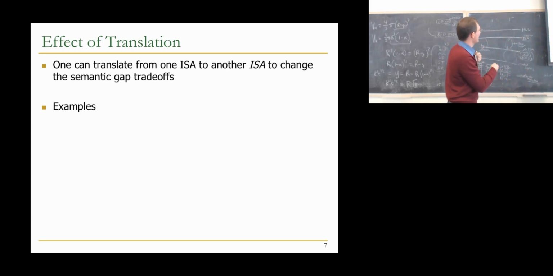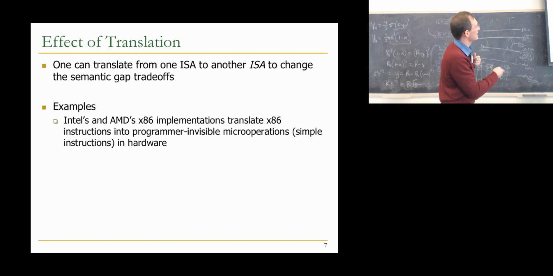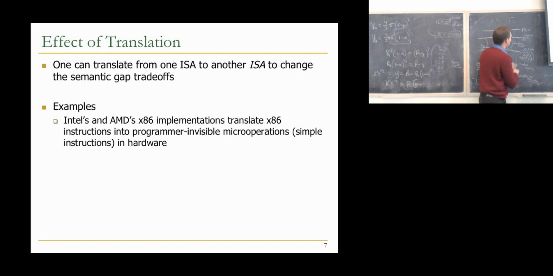But I'll give you some examples from the x86. Basically, Intel's and AMD's x86 implementations translate x86 instructions, programs that are written in x86, into programmable invisible micro-operations or micro-instructions, simple instructions, RISC operations in hardware. This translation layer is in hardware. Make sense? And we'll see examples of this later on.